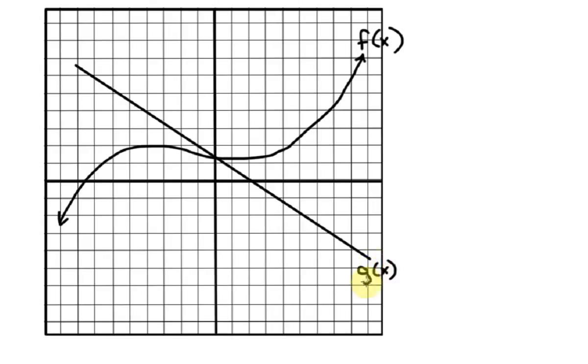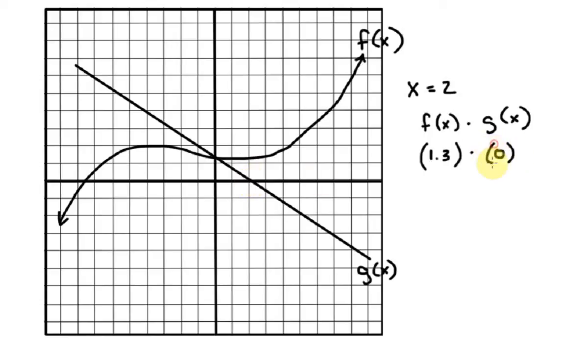What if I said, just figure out a few of the following points. When x is 2, please figure out f of x times g of x. Just to show you the strategy we would use, you would go to your graph and say, when x is 2, f of x looks like roughly 1.3. And then I have to multiply that by g of x, which looks like 0 at an x value of 2. So the y value would be 0.